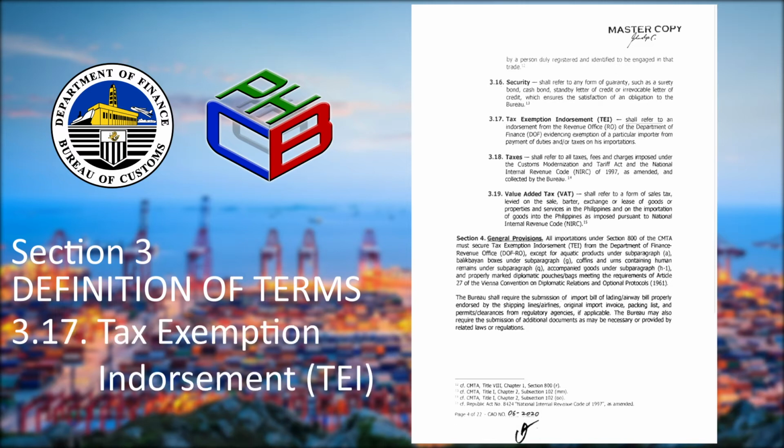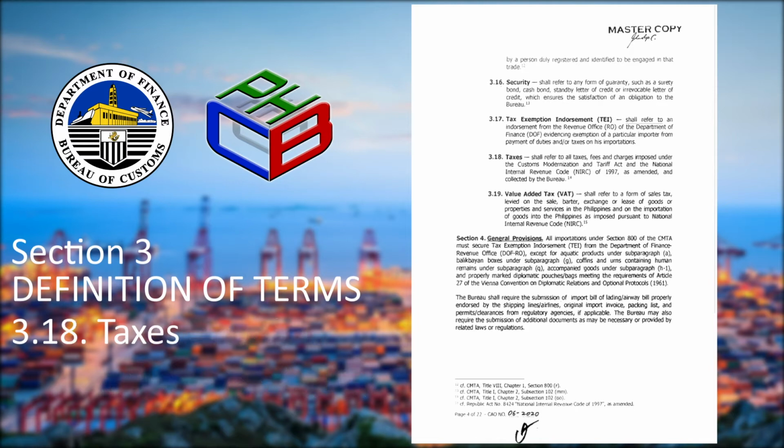3.17. Tax Exemption Endorsement, TEI, shall refer to an endorsement from the Revenue Office, RO, of the Department of Finance, DOF, evidencing exemption of a particular importer from payment of duties and/or taxes on his importations. 3.18. Taxes shall refer to all taxes, fees, and charges imposed under the Customs Modernization and Tariff Act, the National Internal Revenue Code, NIRC, of 1997, as amended, and collected by the Bureau.